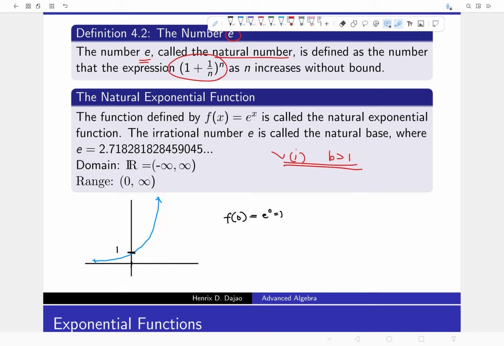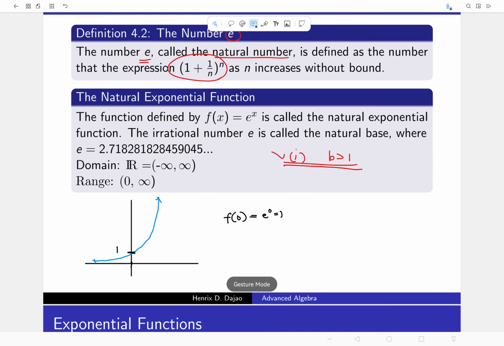So this is the graph. This is just a special case of our exponential function. We give special attention to this case because it is common in higher mathematics that we deal with this so-called natural exponential function.